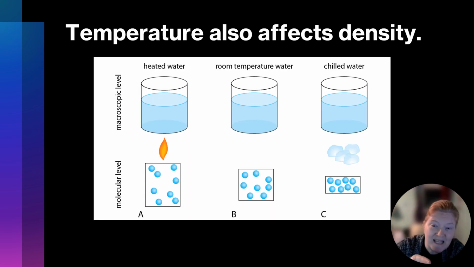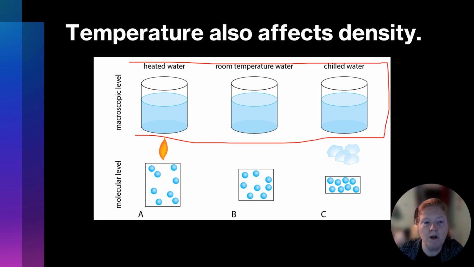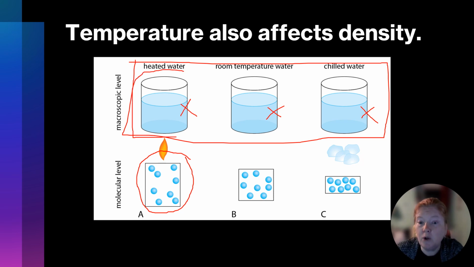But temperature does have an effect on density. So these are all liquid samples of water right here. One, though, is heated water, one is room temperature water, and one is chilled water. And you could see the density is different. So when you heat up the particles, they get farther apart. So this heated water would have a lower density, whereas this cooled water, the particles are more tightly packed, would have a higher density.